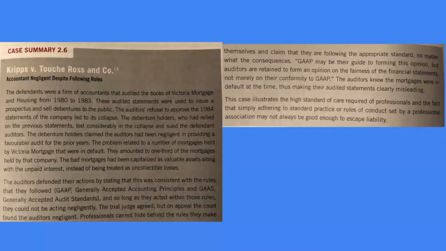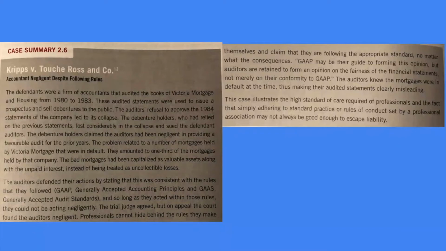Defendants were a firm of accountants that audited the books of the Victoria Mortgage and Housing from 1980 to 1983. These audited statements were used to issue a prospectus to sell debentures to the public. So what we're doing here is raising money for this firm. That's effectively what they did. A debenture is just some form of a loan that they get from the public. So you're selling some sort of an instrument.